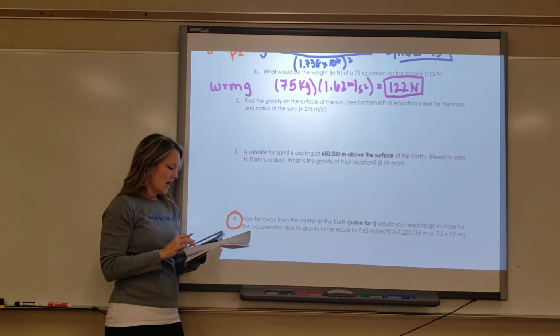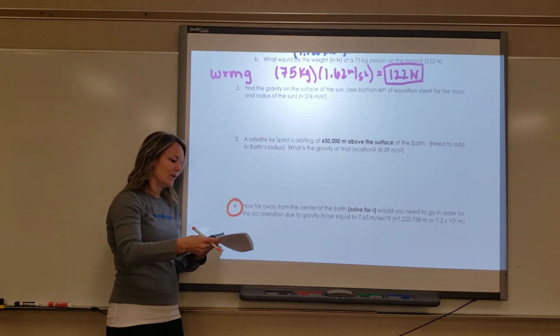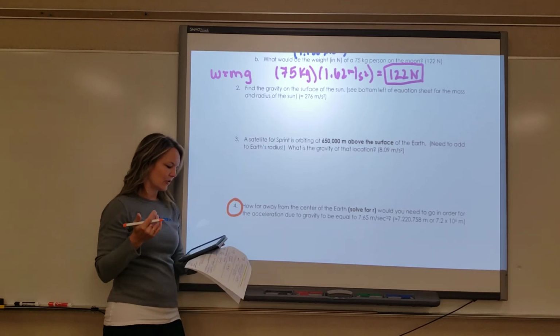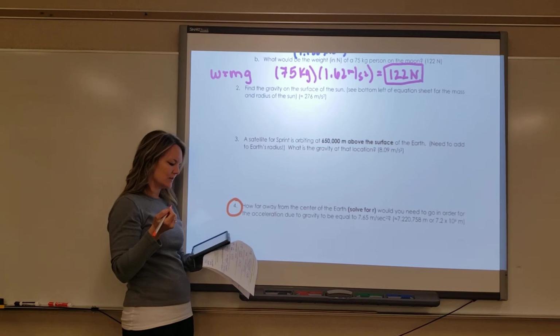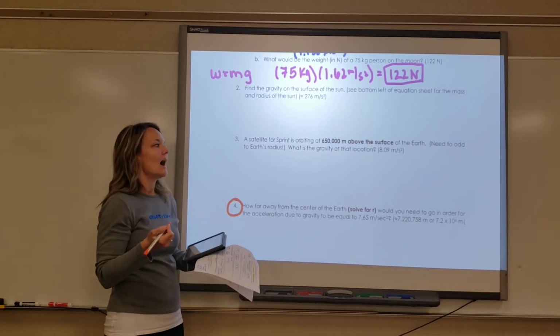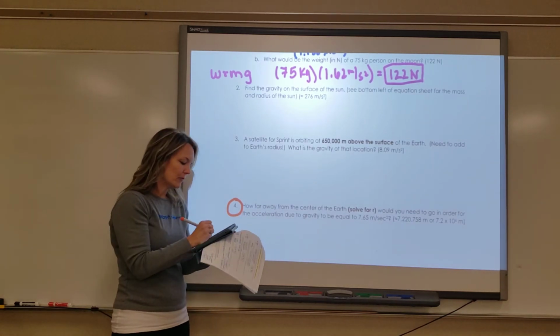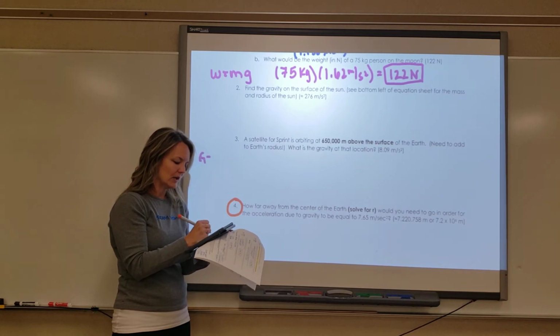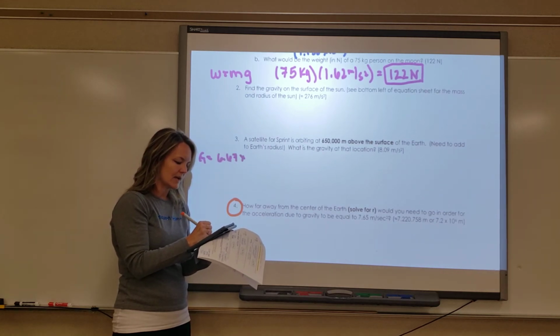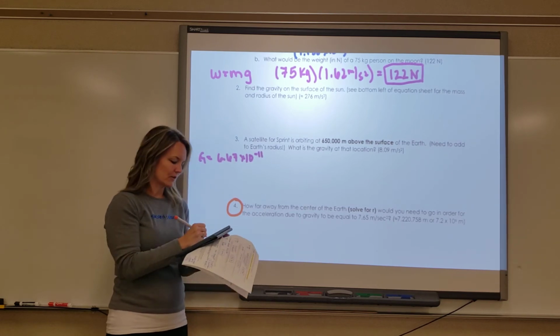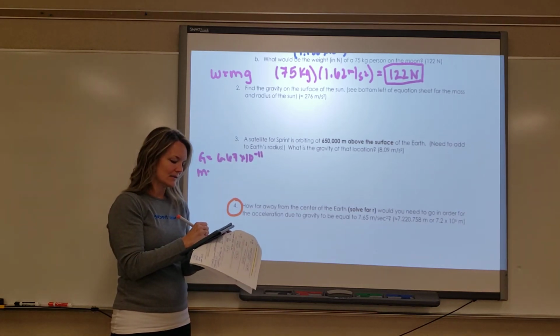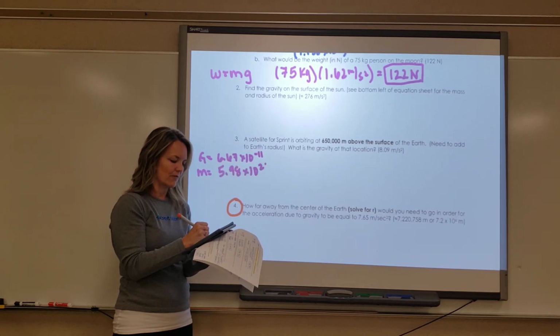For number 3, you are going to find the gravity where a Sprint satellite is orbiting 650,000 meters above the surface of the Earth. Just to point it out, capital G is always our 6.67 times 10 to the negative 11. We are above the surface of the Earth, so the mass is going to be the mass of the Earth, 5.98 times 10 to the 24th.